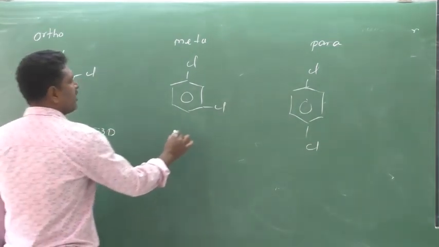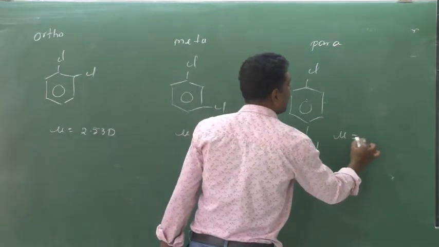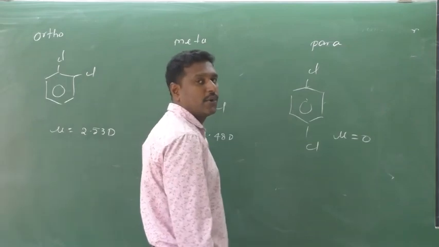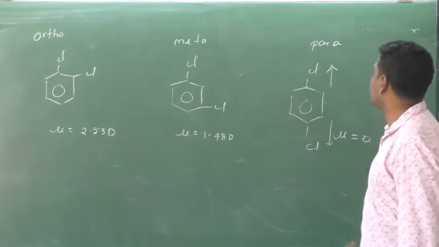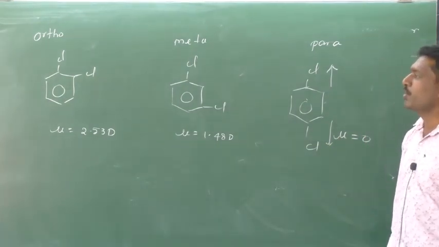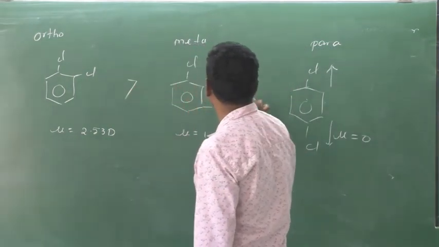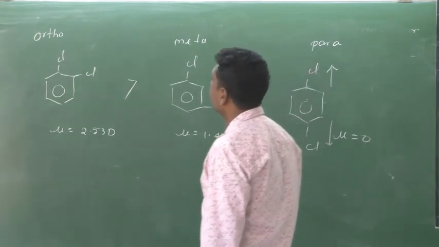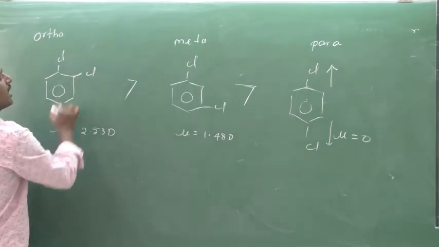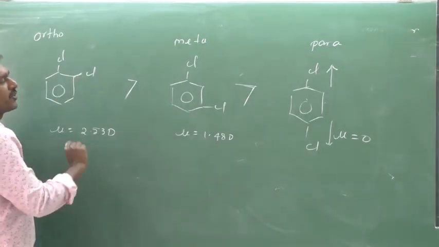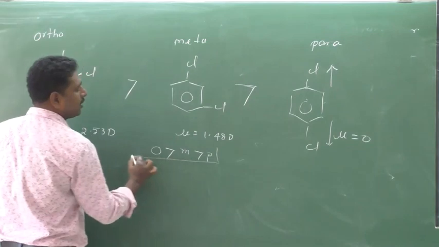When you observe the values, for ortho it is 2.53 D, for meta 1.48 D, but in the case of para, mu equals 0. So here, in this direction, we observe that the net dipole moment is 0. Therefore the ortho isomer has more than meta, and meta more than para. Because in the ortho isomer the bond moments are in the same direction, ortho is greater than meta, and meta is greater than para.